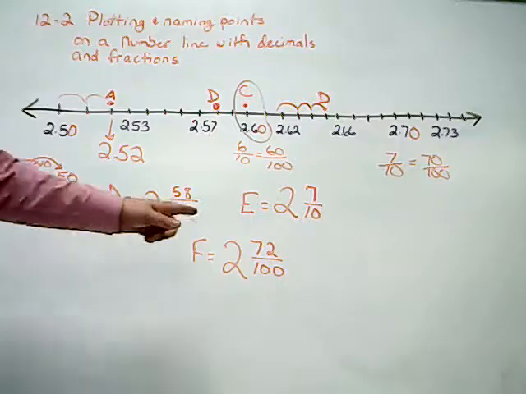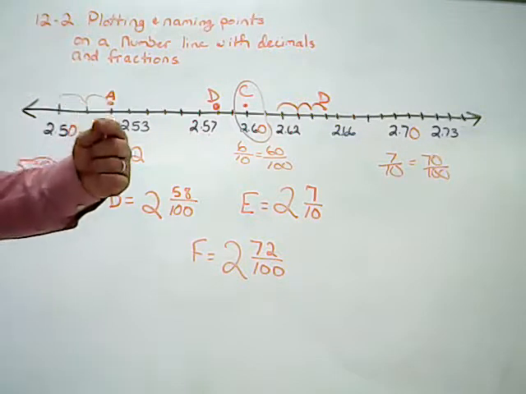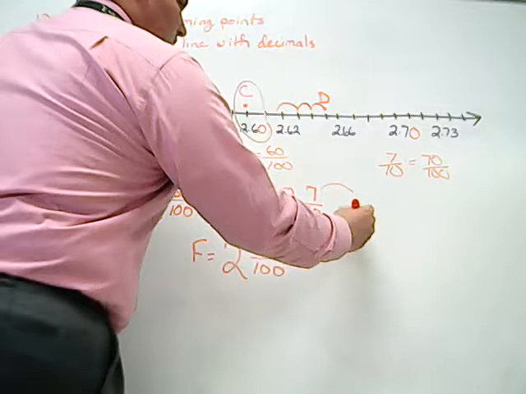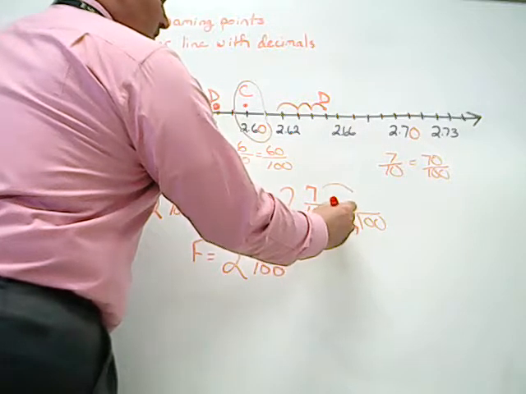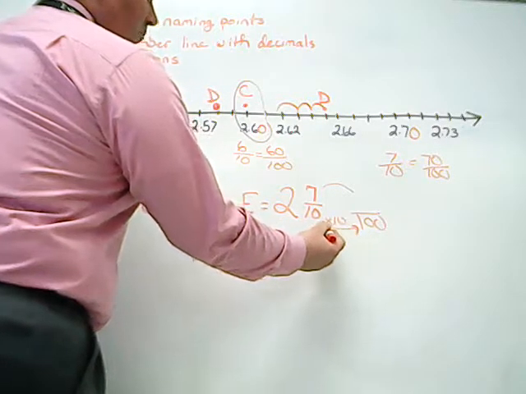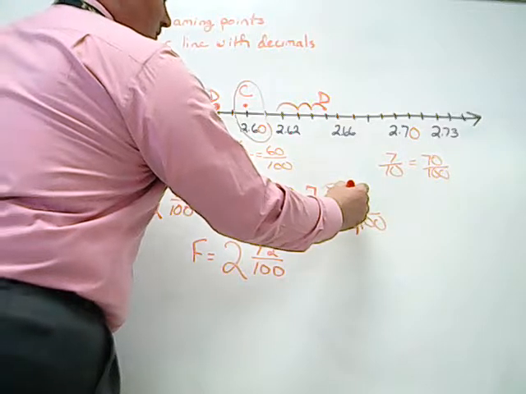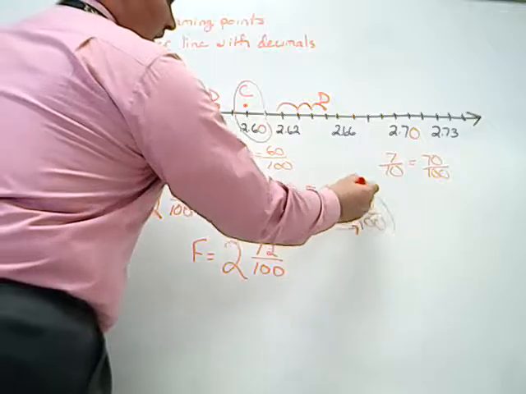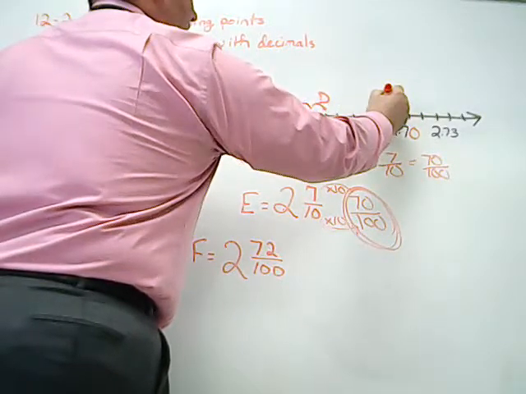Point E is at 2 7/10. Now, remember, I converted all of my tenths into hundredths. So I want to do that here, too. So 7/10 equals blank hundredths. To go from 10 to 100, I multiply by 10. What I do to my denominator, I have to do to my numerator. Oh, okay. So point E needs to go at 2 and 70 hundredths. Right here.